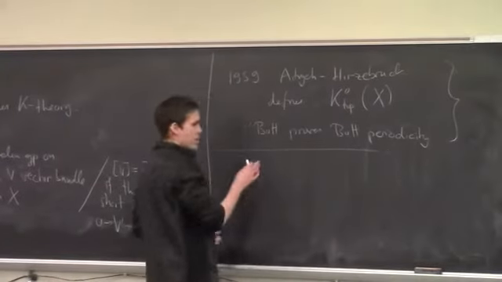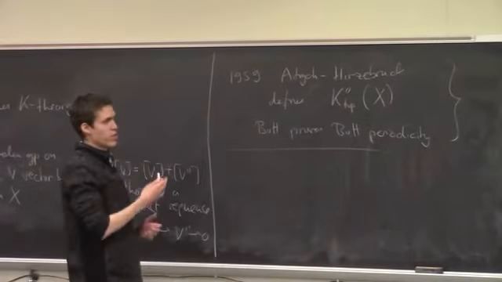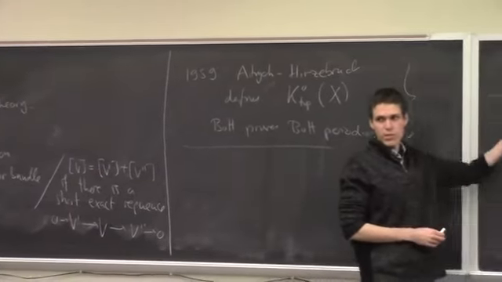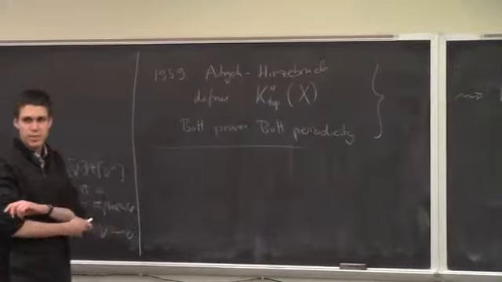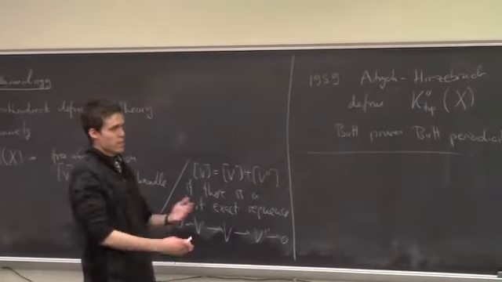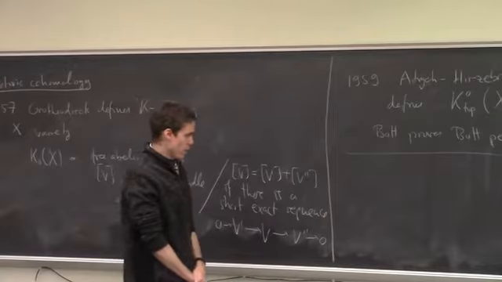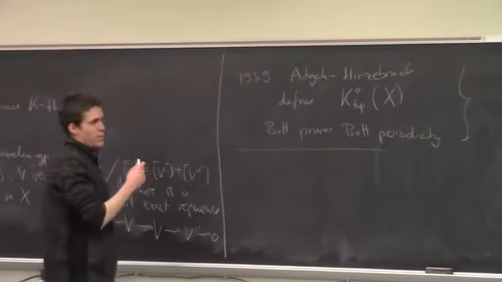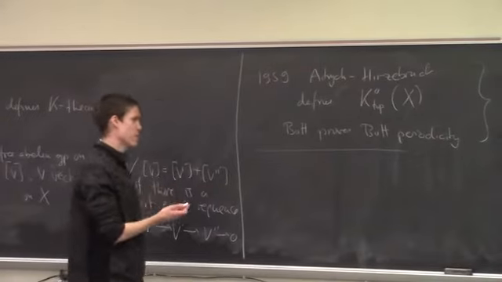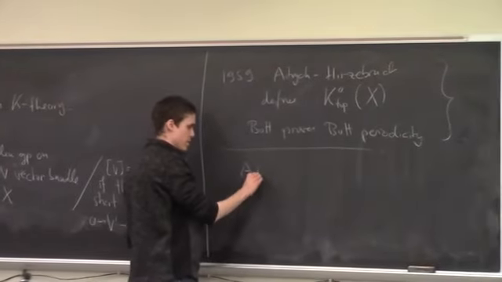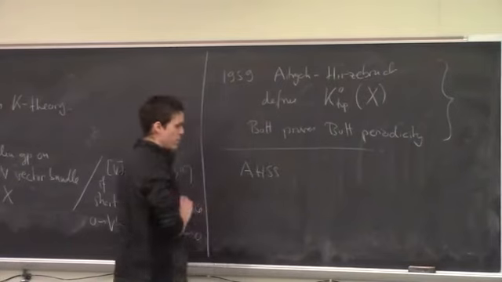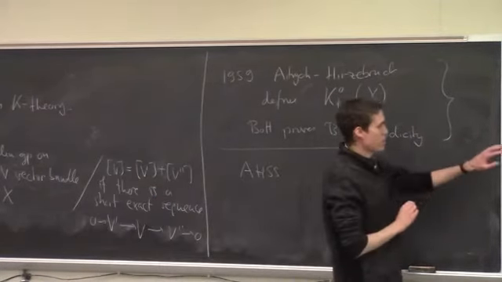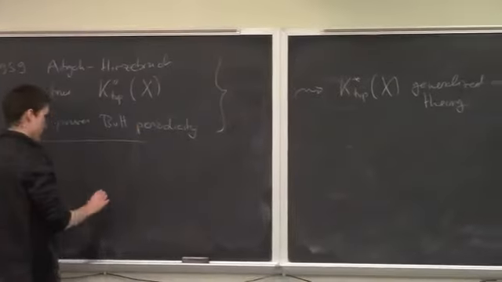By the way, I think this was historically the first example of a generalized cohomology theory that people considered. There have been many more since then. So one thing that you get is the spectral sequence. Now it's called the Atiyah-Hirzebruch spectral sequence. It's a spectral sequence that you can use to compute this K theory.